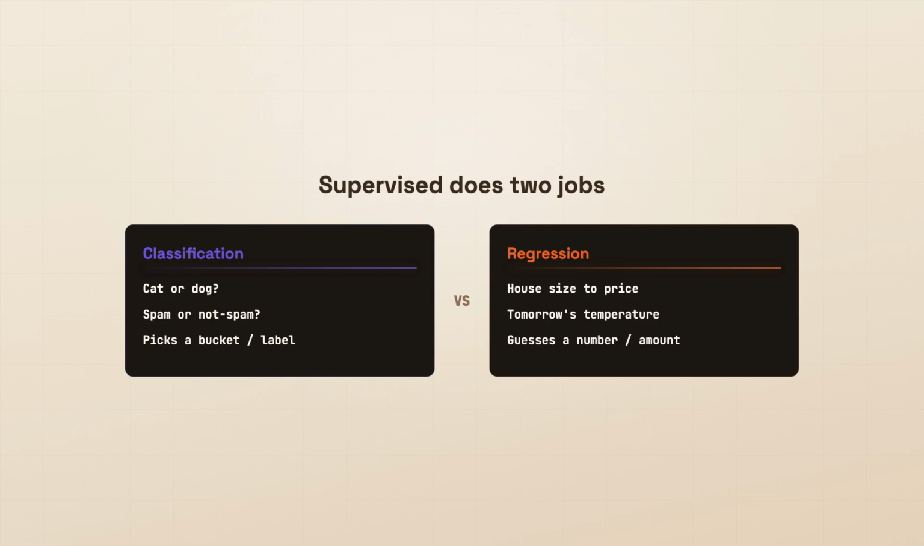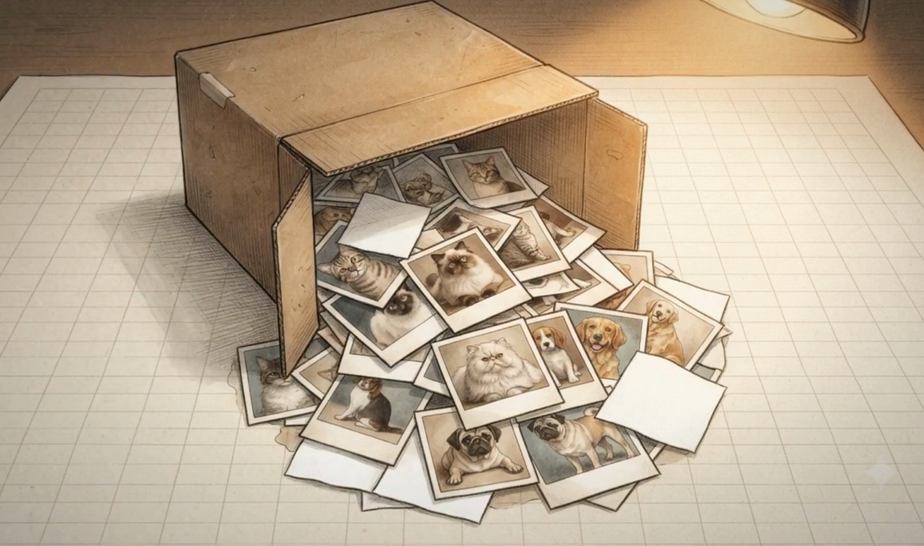Remember the house from last episode. Feed in the size, get out a price, that's regression. Tomorrow's temperature, a number, regression again. So, classification picks a label, regression predicts an amount. Same family, 2 jobs. Now open the second box.